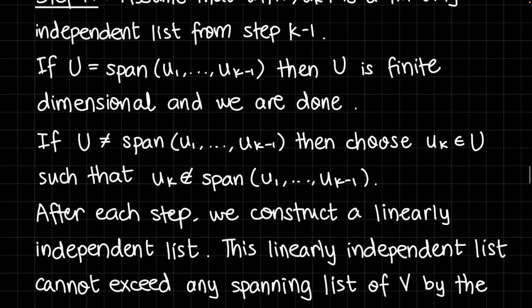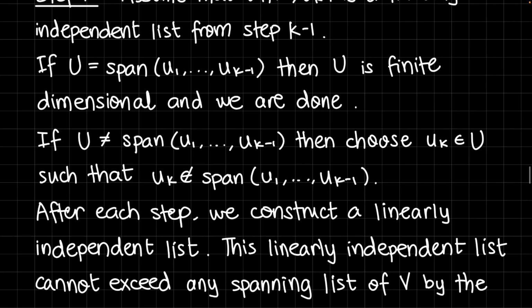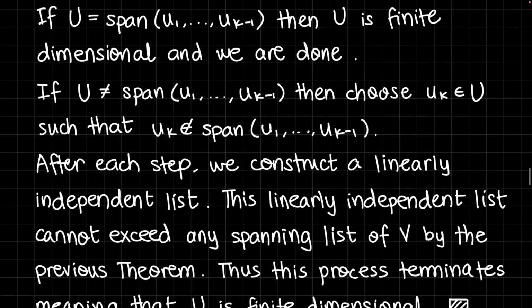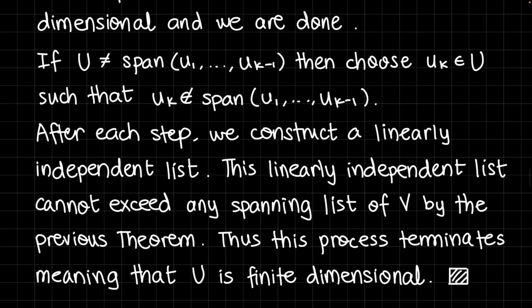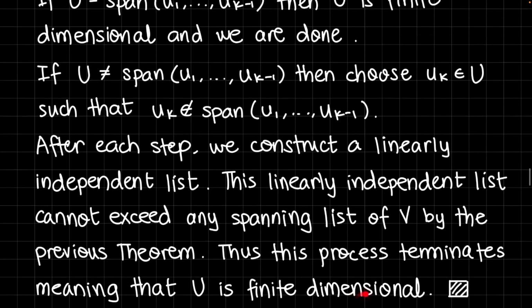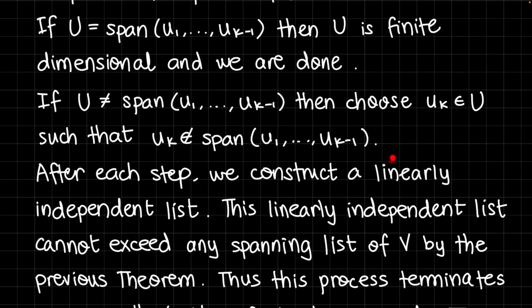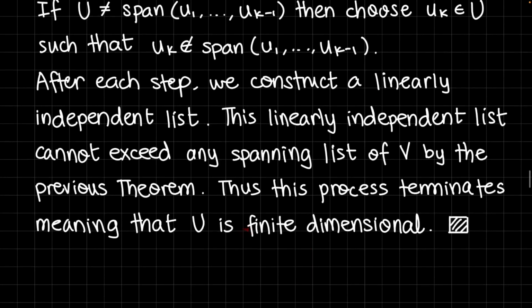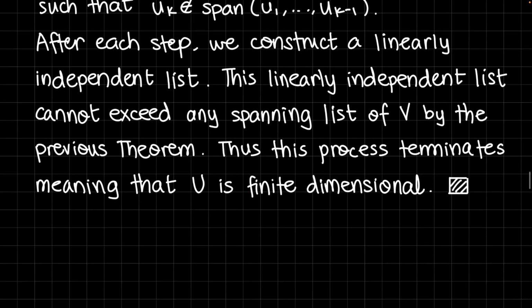So there must come an exit condition or termination condition, which is this: if U equals the span of u1 through um, the list that you have at that step, then U is finite dimensional and we're done. That's the exit condition we get because this process is forced to terminate. Whatever linearly independent list you construct should have a finite number of elements because of the upper bound of the theorem. And U is finite dimensional. That's all there was to prove and do in this video.